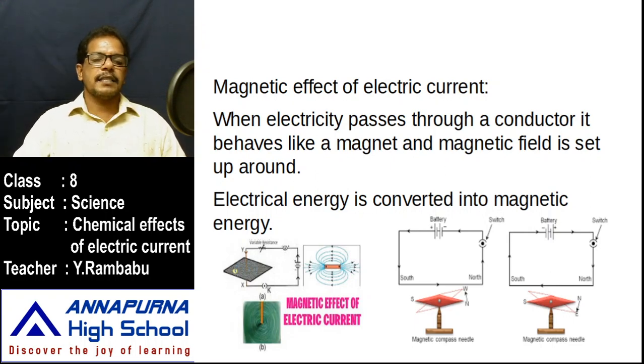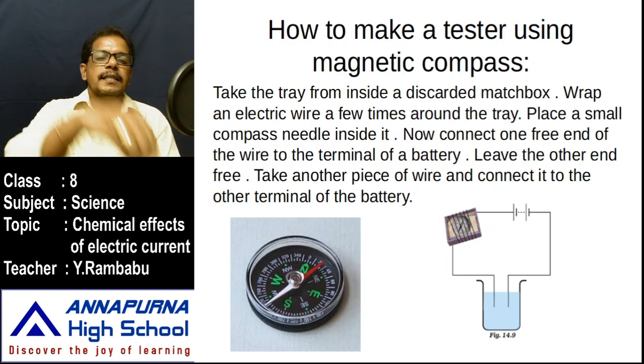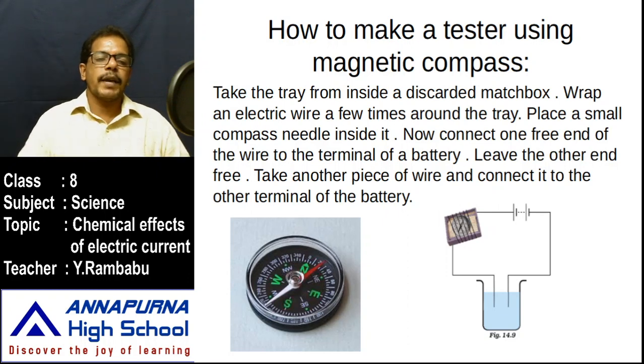To make a tester, that means to test whether a weak electric current passes through a conductor or not, we use this magnetic compass needle instead of an electric bulb. Then how to make a tester using this magnetic compass? Simply, take the tray from a discarded matchbox, and in the tray place this magnetic compass, and copper wire is taken.